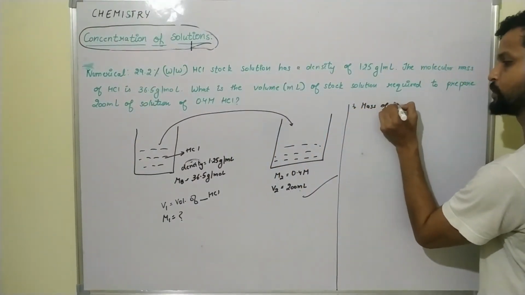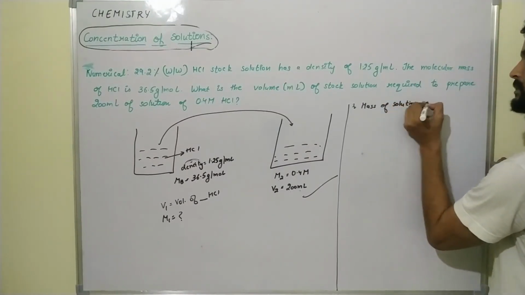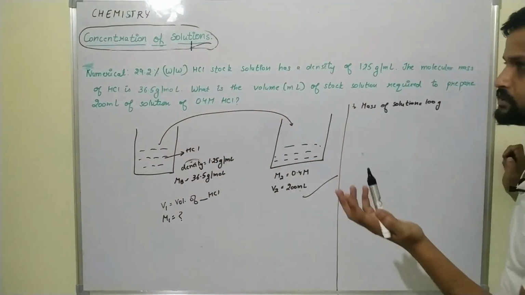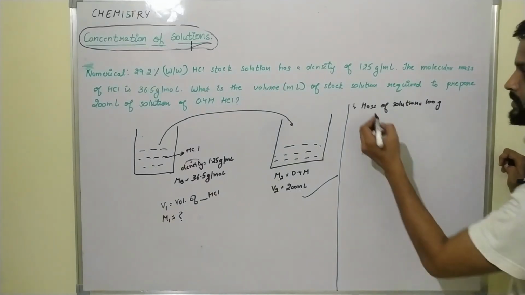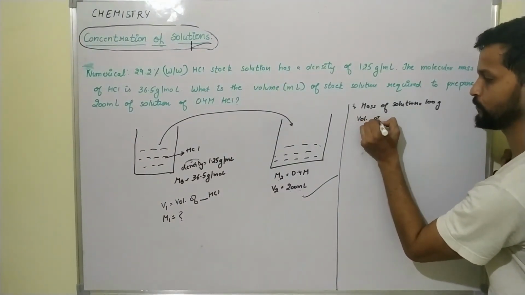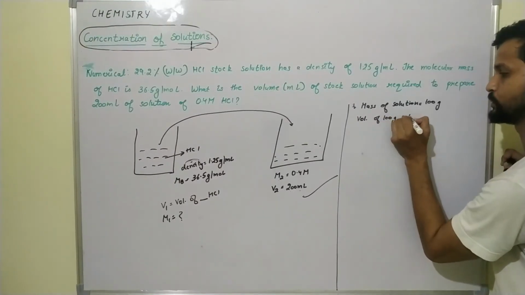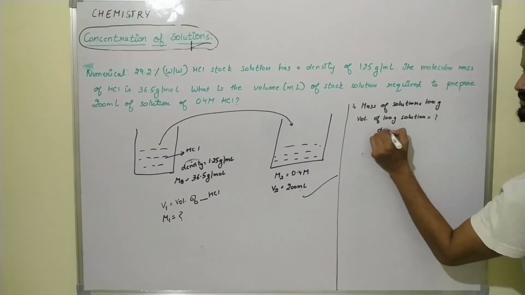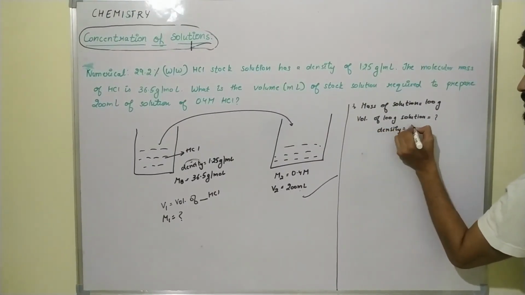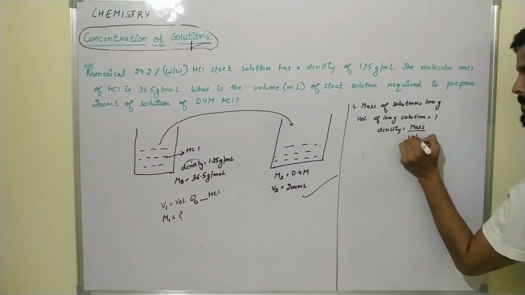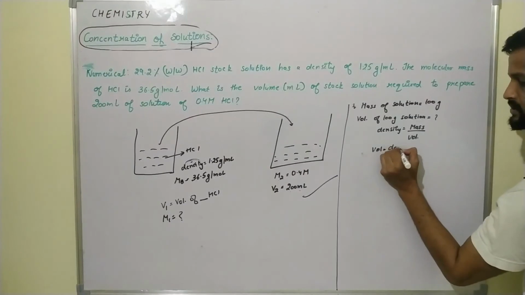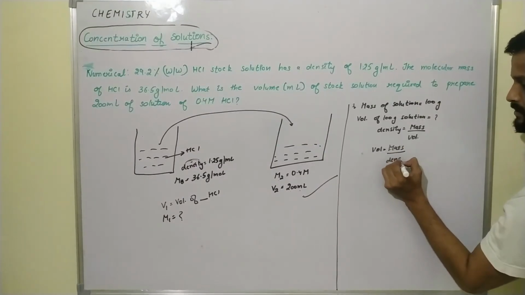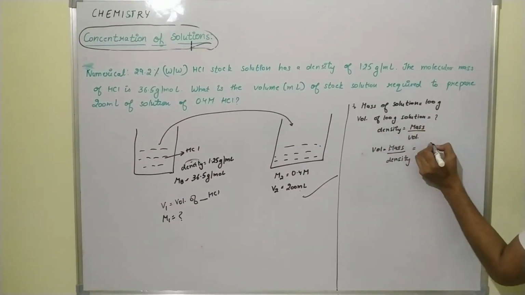mass of solution is 100 gram. Clear? Because here they have given weight by weight, that means the total weight of the solution is 100 gram. Here we have to calculate the volume of this 100 gram solution. Here density is equal to mass by volume. So volume becomes mass by density. So here the mass is 100 gram.